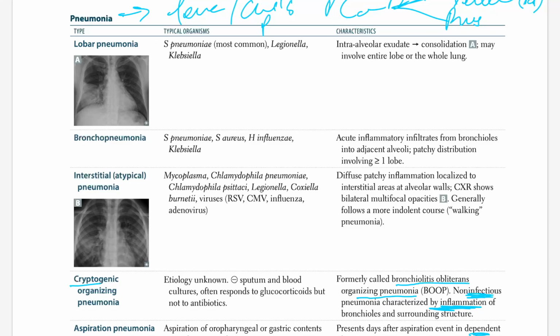And what else? And again, dullness to percussion, bronchial breath sounds, and egophony will be seen, and that also is back in the table. An increase in WBCs for sure.